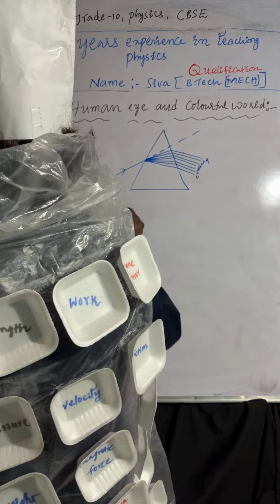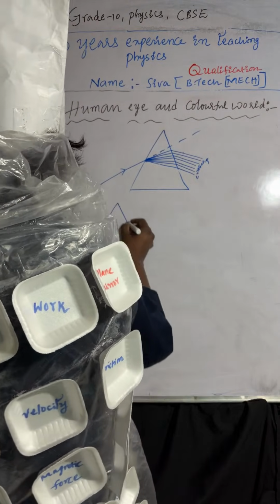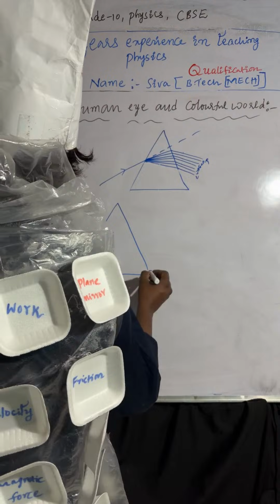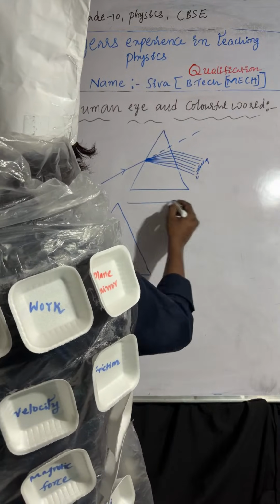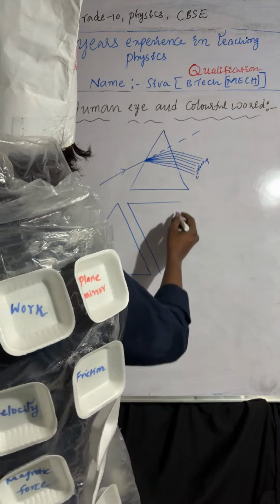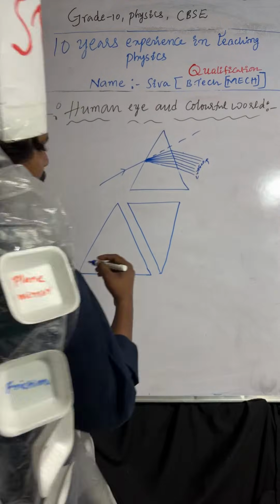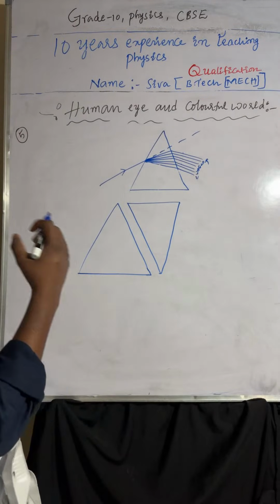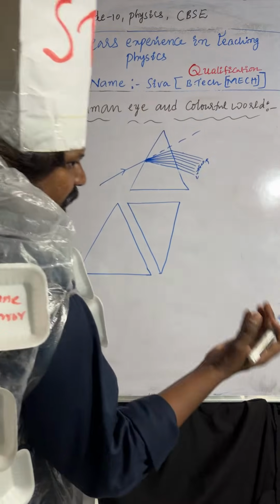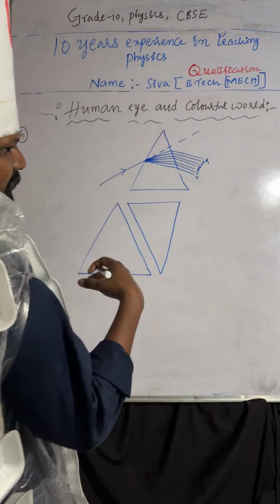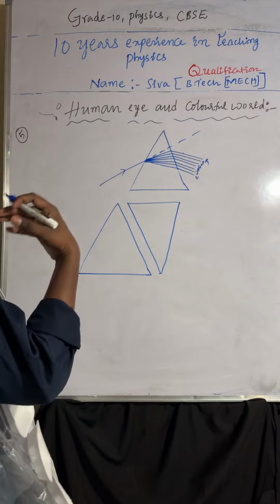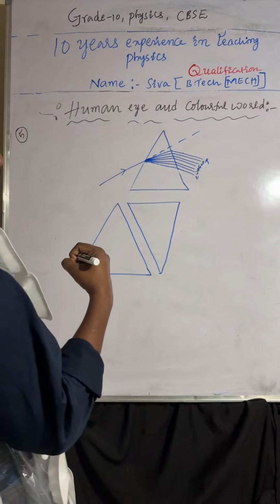Those 7 colors will fall on the inverted position of the prism. Actually, Newton wanted to split the colors further. So he sent the white light through a prism and it split into 7 colors. Still, he wanted to split the colors further, so he placed a normal prism. He couldn't get it. That's why he placed the inverted position of the prism.